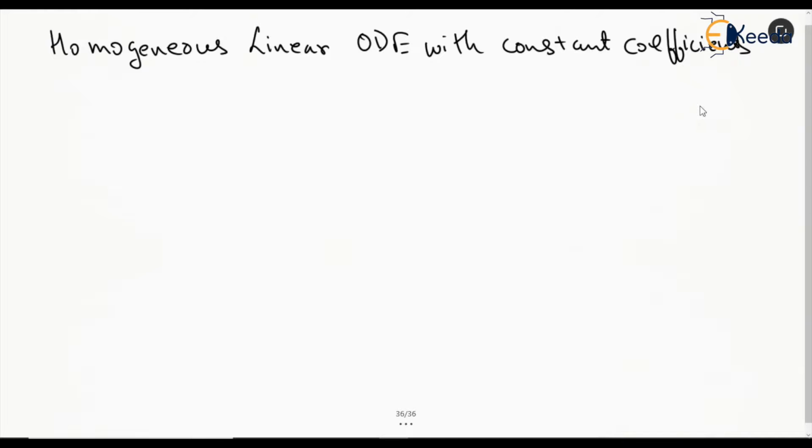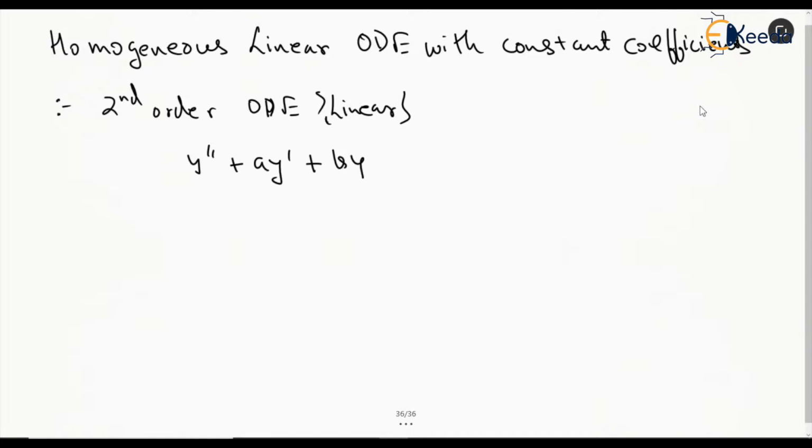Although we can have higher order equations also, let's consider the second order ordinary differential equation, which is of course linear. So this can be of the form y double dash plus a times y dash plus b times y equal to 0. We can see that on the right side we don't have any terms, that is r(x) equal to 0. So this makes it homogeneous, and of course this is linear, and the coefficients a and b are supposed to be constant, not functions of x or y.